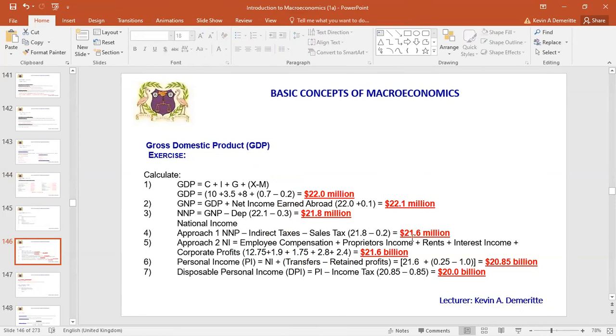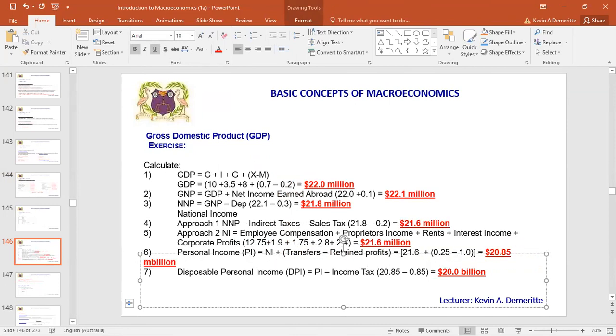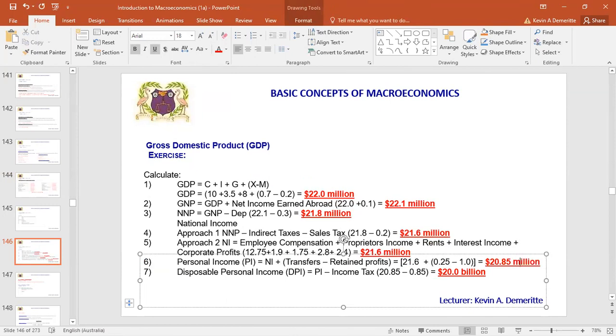22.1 minus 0.3 gives me 22.8. And since so far I'm not hearing any screams of complaints, I'm assuming my numbers are right.